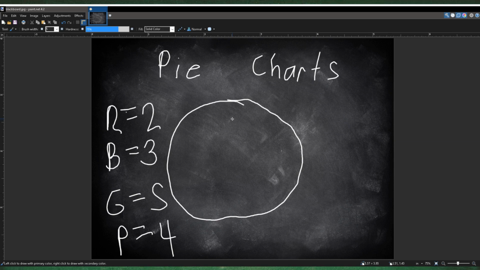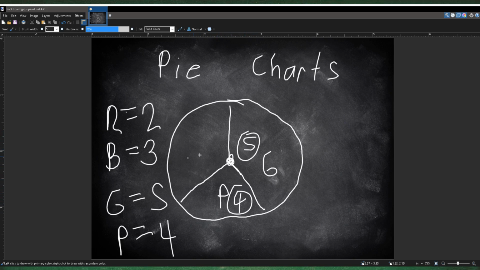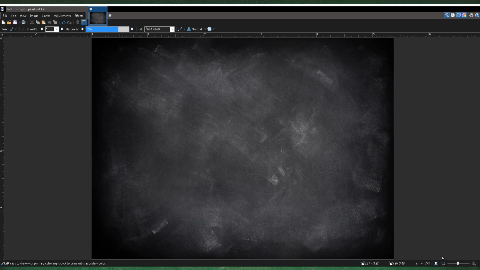So 5 will be a little less than a half. You have the center of the circle, so a little less than half. Let's say right here is green. Purple is roughly about the same size with 4. So this is 5, this is 4. Then you have blue, which is just a little less than that. And then you have red. So this is 2 and this is 3. Basically like that. I'm pretty sure everyone's familiar with pie charts.